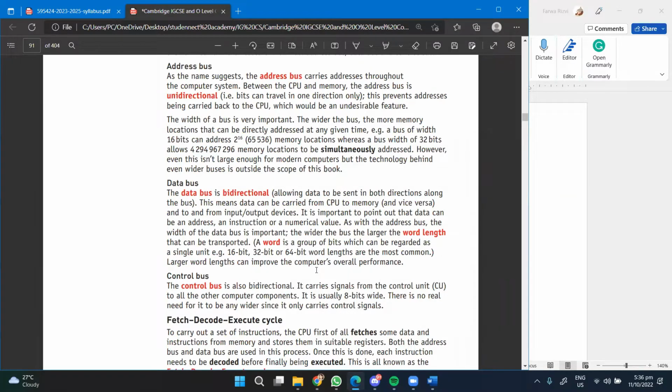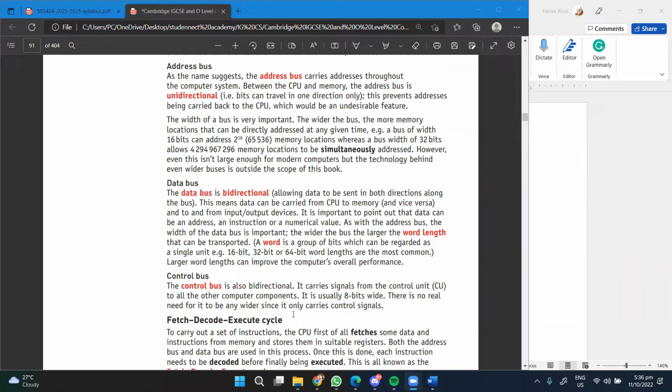Okay. Right. And then lastly, the control bus. So the control bus is, again, bidirectional, same as the data bus. It can transfer data to and from places, and the control bus function is to carry signals from the control unit to all the other components and vice versa. And it is usually 8 bits wide. There is no real need for it to be any wider since it only carries control signals.